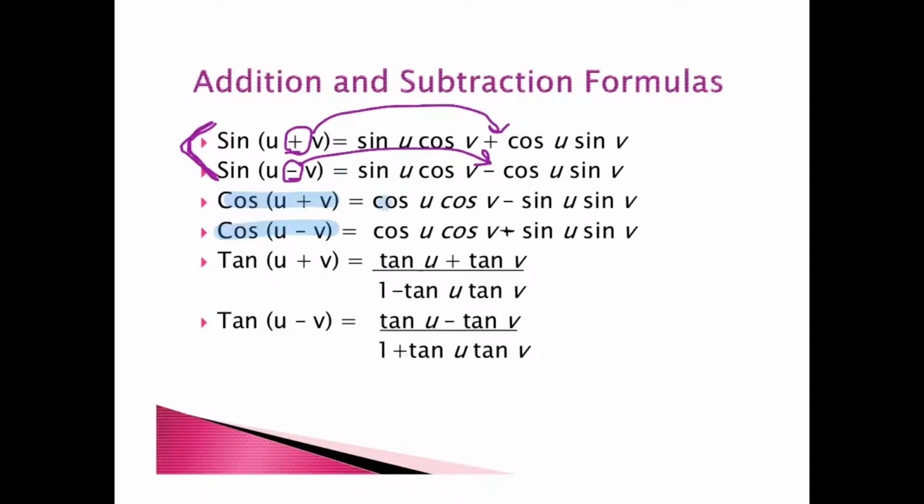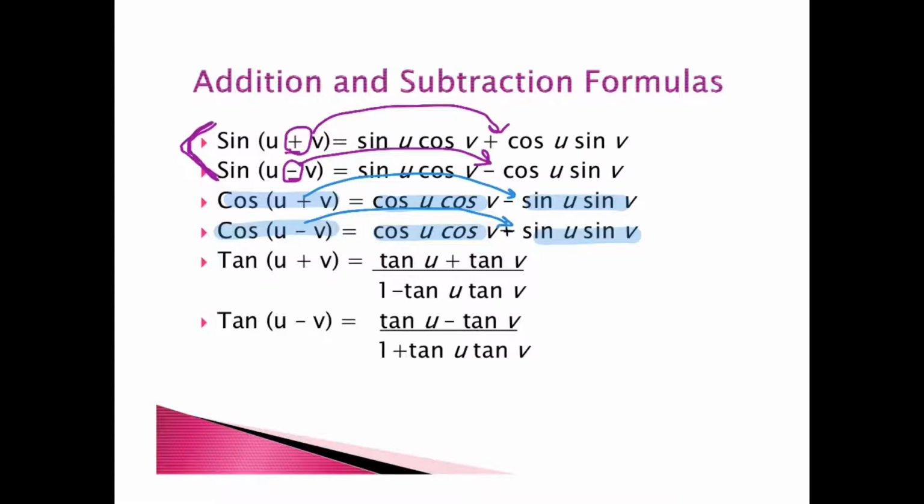Cosine's pattern is cosine, cosine, sine, sine. So whether it's addition or subtraction, it doesn't matter. You do both cosines first and both sines second. The difference this time is you change the addition and subtraction sign. So where if I'm adding in the beginning, I would then be subtracting if I expand. And if I'm subtracting in the beginning, I would then add when I expand.